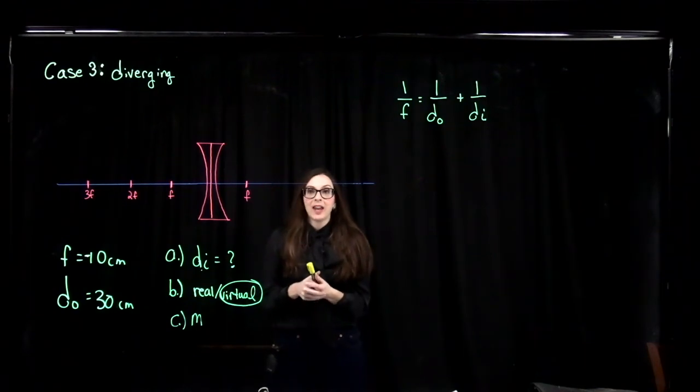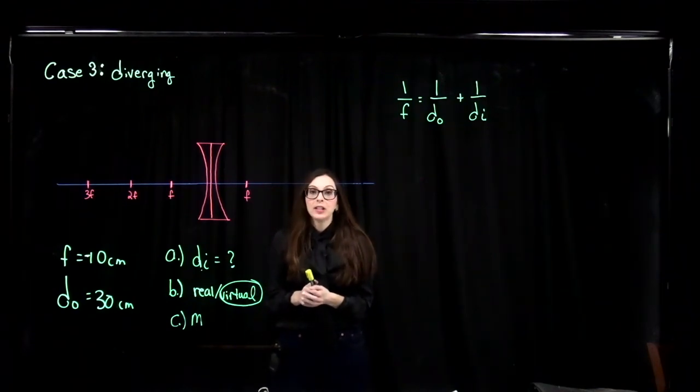Finally, our last case, case 3, for diverging lenses. Now, diverging lenses always have a virtual image.